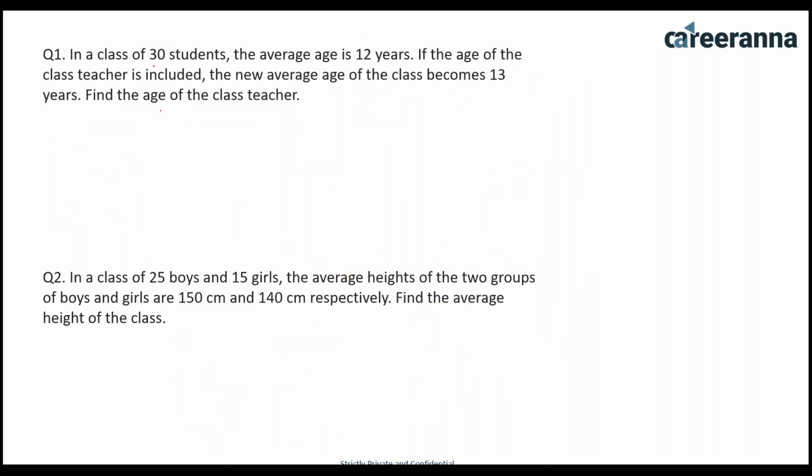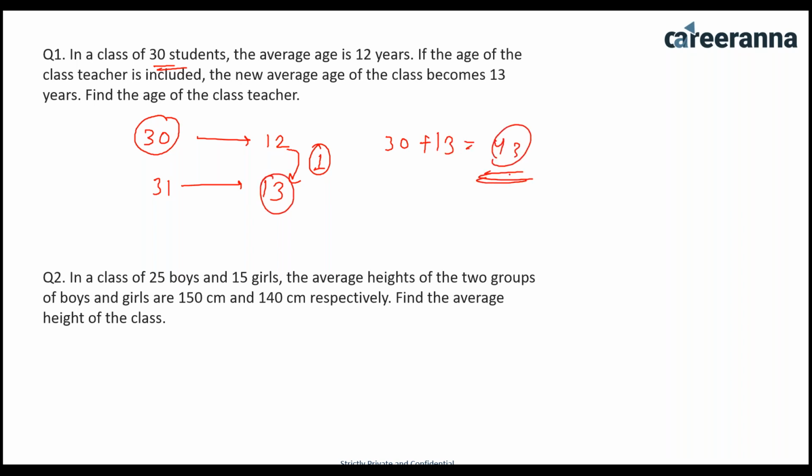Okay, so in this question, 30 students have 12 average, 31 people have 13 average. Now you just have to understand that there is an increment of 1. That means total increment would be 30 because everyone has got 1 extra age, right? Total increment would be 30 plus teacher's average age is 30. So it is 43. You can directly solve it.